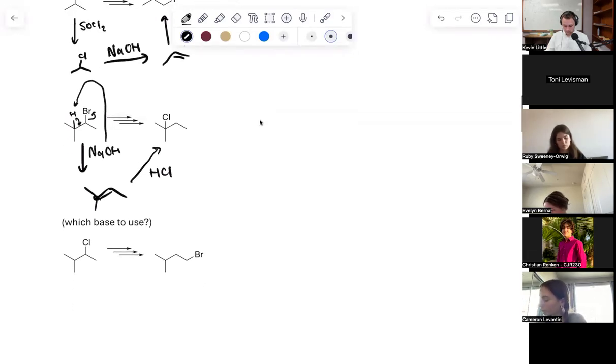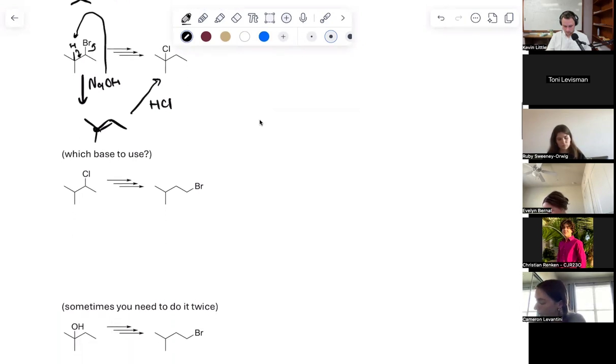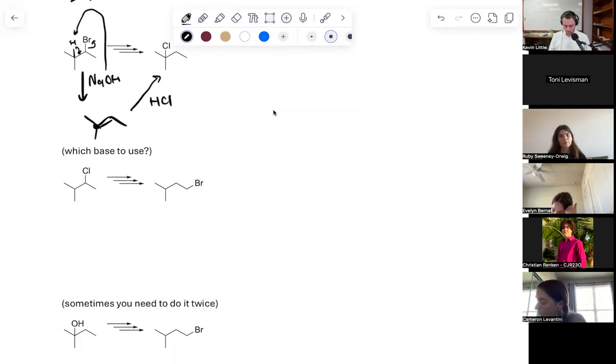So this is a different problem, right? If I formed that same double bond with NaOH, I would run into issues. So how do I get around that problem? How do I avoid making this double bond to make a double bond that would help me make this product instead? Do you have to use a bulky base? Because it can't fit.